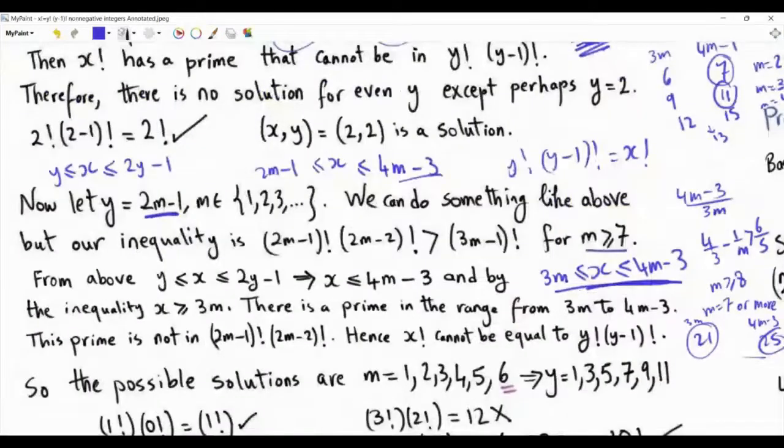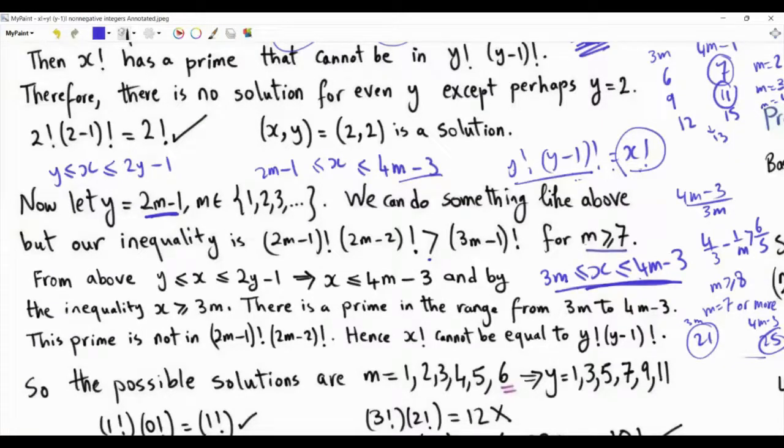Again, like in the first case when y was even, we have a similar situation. Now, if there is a prime number in this range, the right-hand side will have this prime factor that is between 3m and 4m minus 3. But what about the left-hand side? The left-hand side is the factorial of y times the factorial of y minus 1, and y is just 2m minus 1. So we cannot have equality between these two sides because the right-hand side has a prime factor that cannot be on the left-hand side. So this inequality, together with this fact, will make this equality impossible unless we deal with the small values of m.